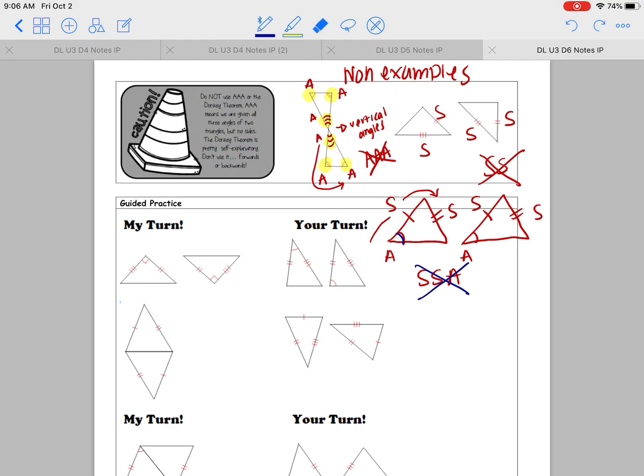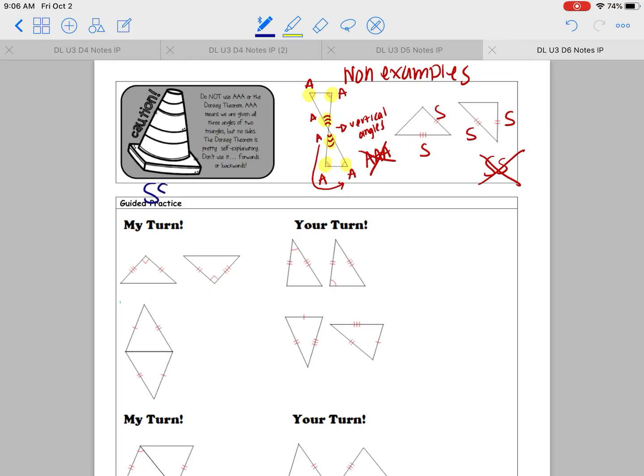It seems like a lot of information, but for right now, we're just focusing on the side, side, side, and the side, angle, side. Let's go ahead and do some practice problems.